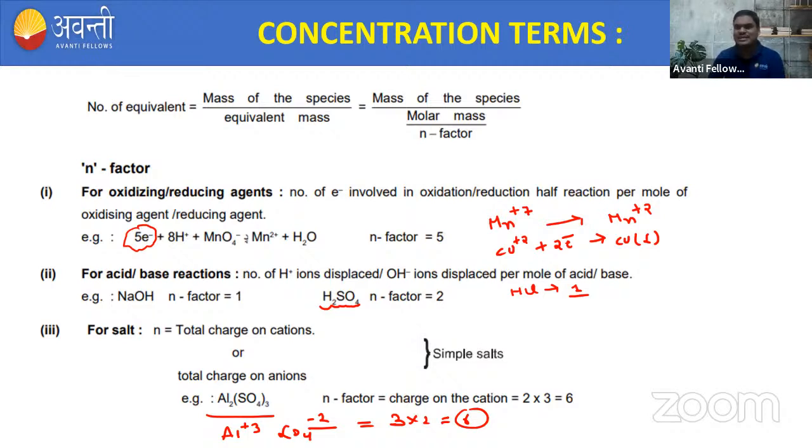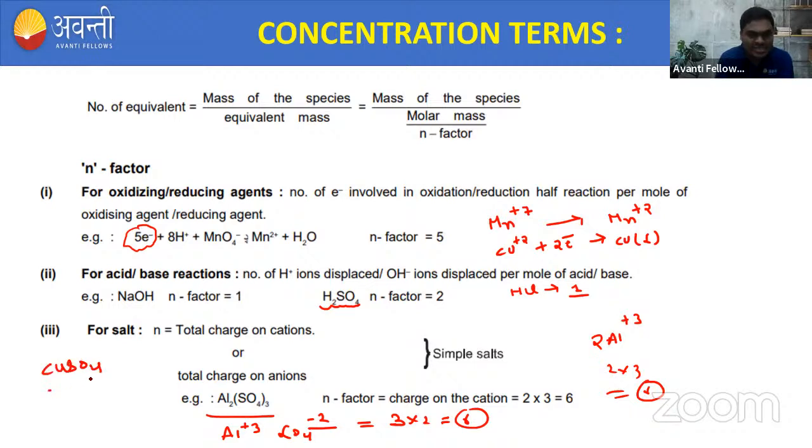So this is the charge on the cation, right? Because we know that Al has a plus 3 charge. And how many Al do we have? We have 2 Al. So in 1 Al, we have plus 3. So in 2 Al, we have 2 into 3. That is 6, right? Similarly, in case of, let us assume, copper sulfate.